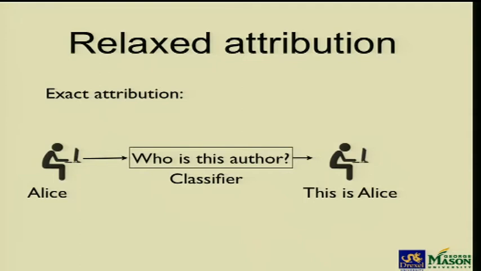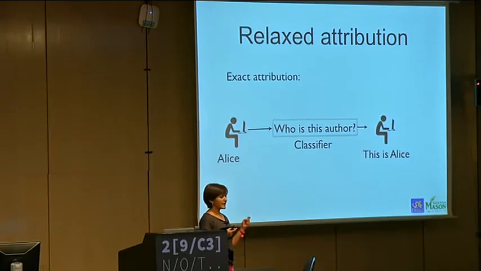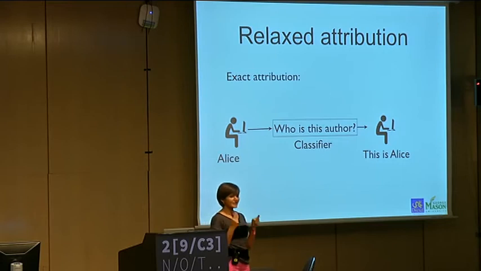Now, in our data set, we noticed that there were a lot of people that had duplicate accounts, but we didn't have any ground truth of the people with duplicate accounts because people were using different IP addresses and different email accounts, so we couldn't find them. So instead of doing exact attribution, we wanted to do a relaxed attribution. In exact attribution, when you give the classifier a text, we ask the question, who is the author of this text, and the classifier would find an author of this text.